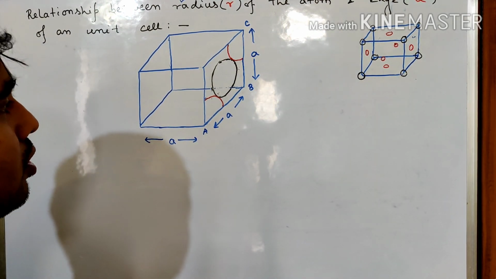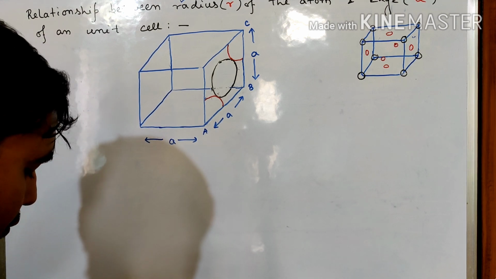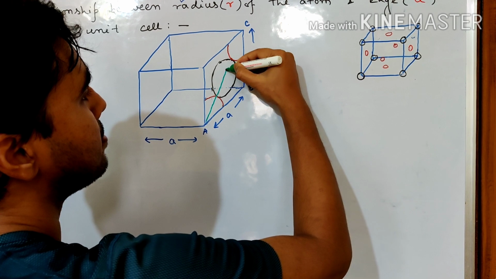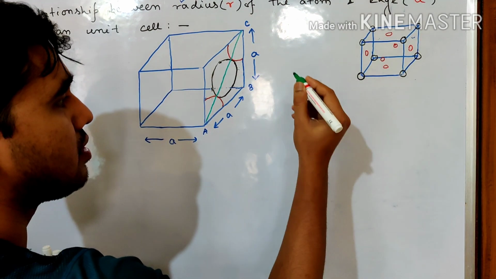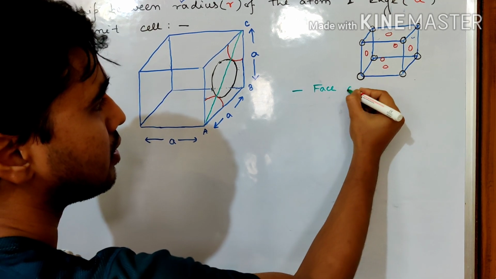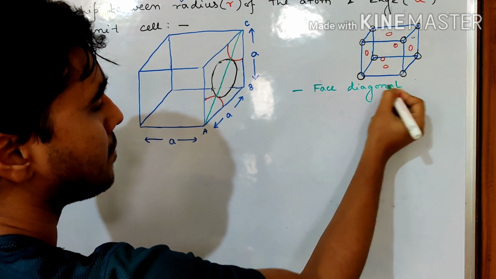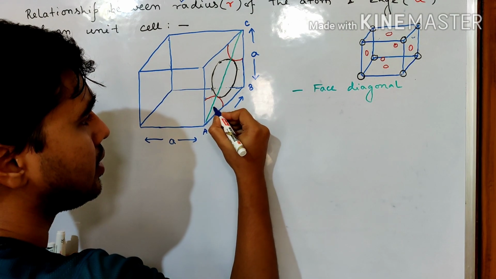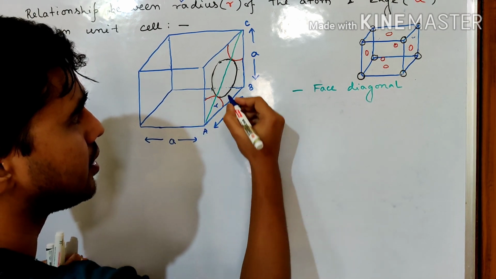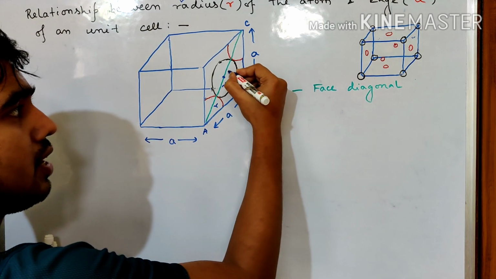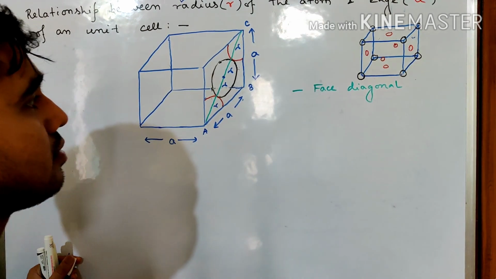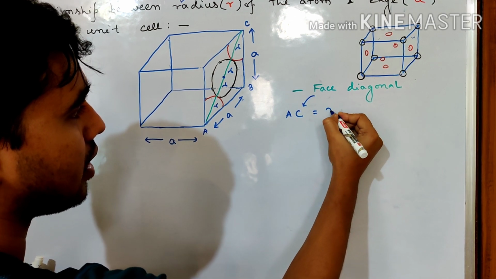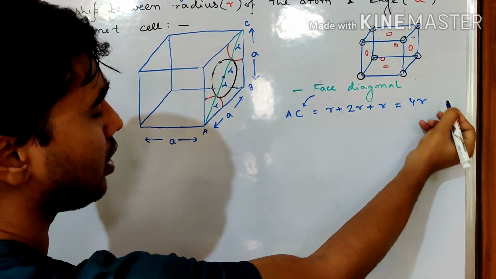Now the point is, this line AC is called the face diagonal, this green line. What is the significance of this line? The significance is this much is r, the radius of this corner atom. If it is the center, this much is r, carefully see, and this is also r. Here also it is r. So AC, which is the face diagonal, is r plus 2r plus r, which is 4r.